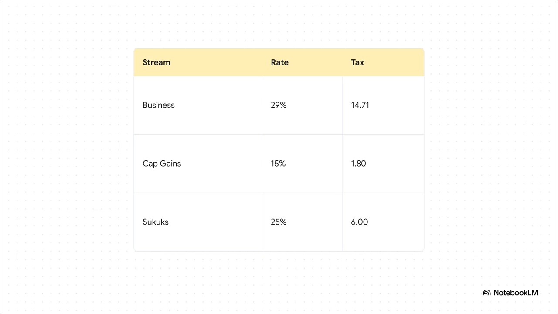And finally, the sukuks. Now remember, that $18 million we parked was net of tax. We have to gross it back up to $24 million before applying the 25% final tax regime rate, landing us right at $6 million in tax. And there it is, the whole shebang. By combining the $14.71 million from the business income, the $1.8 million from the capital gains, and the $6 million from the sukuks, we add those three streams up and we hit our final answer. A total tax liability of 22.51 million rupees for the SSL Group.